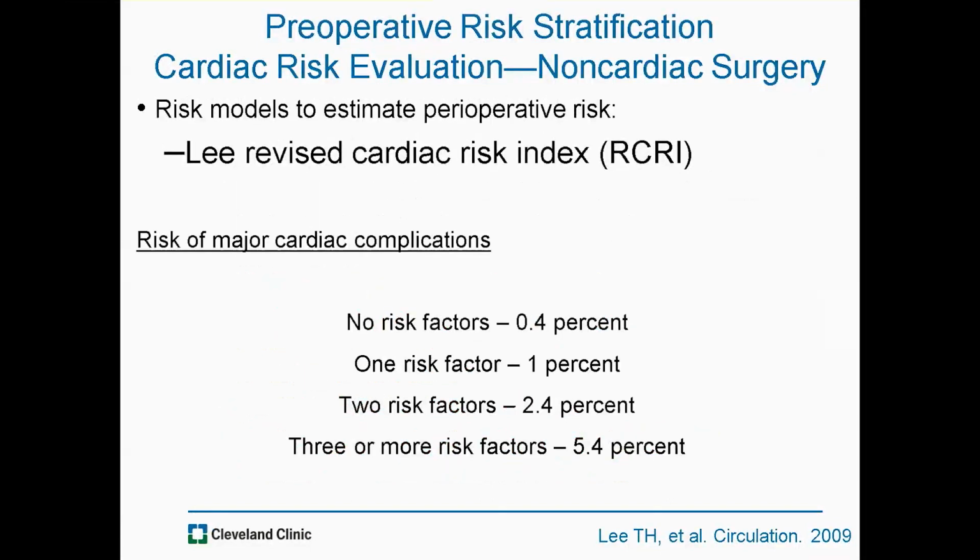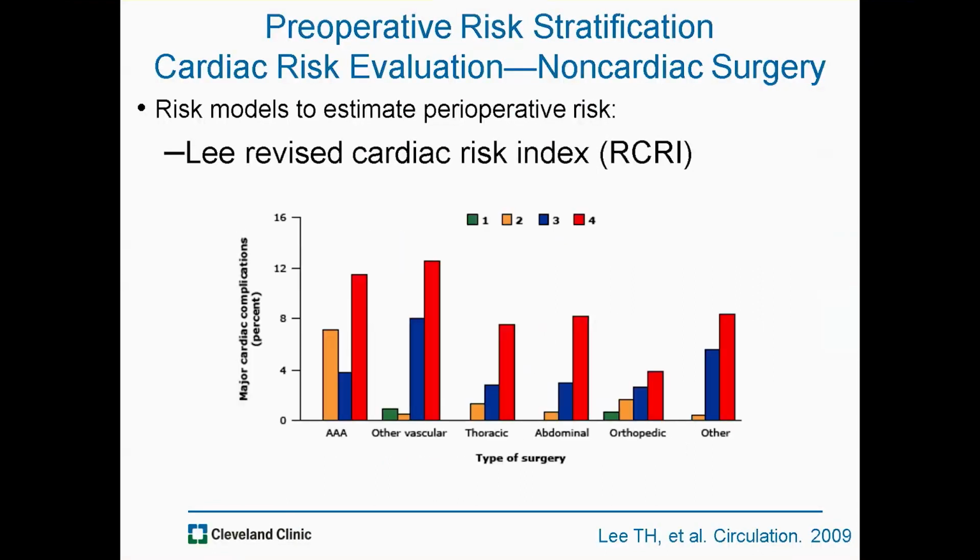And when you sum these points up, then you can come up with a prediction for major cardiac complications. And if you have no risk factors, the chance of a major cardiac event is 0.4%, then 1%, 2.4%, and in the highest group, for 3 or more risk factors, it's 5.4%. And this depicts it for different types of procedures with a stepwise increase for 1, 2, 3, and 4 risk factors in terms of the risk of major cardiac complications postoperatively.